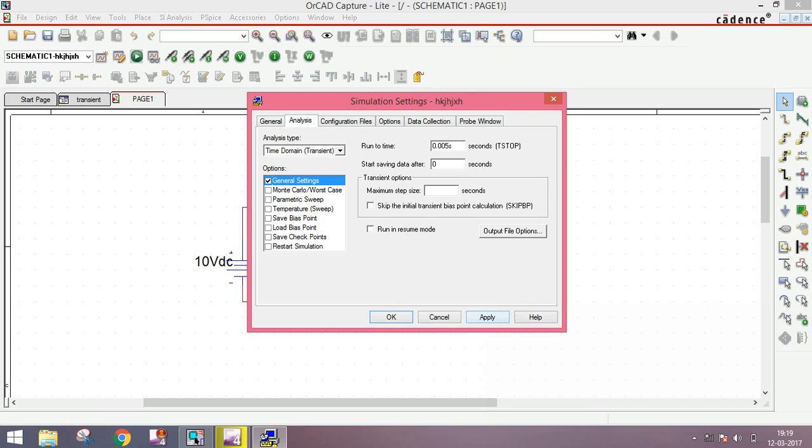And don't forget to skip the initial transient bias point calculation. Skip this. This means you are telling PSpice that our inductor or capacitor doesn't charge before coming into this circuit, means initially zero voltage, zero charge. So apply, okay.